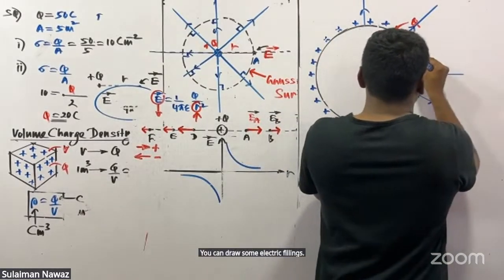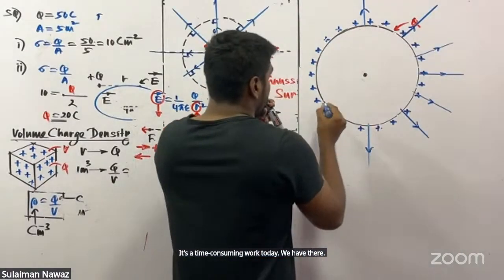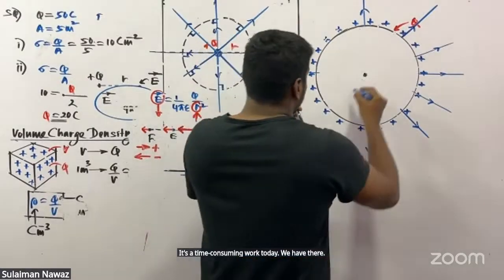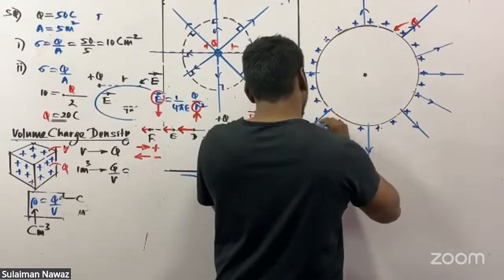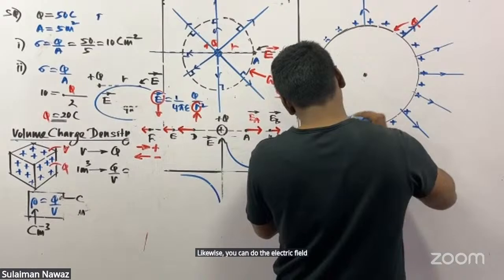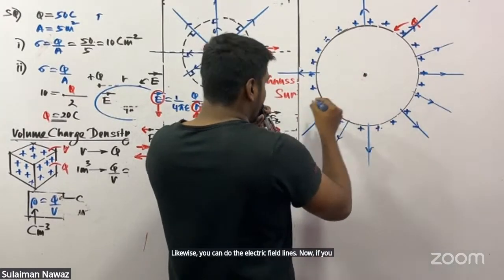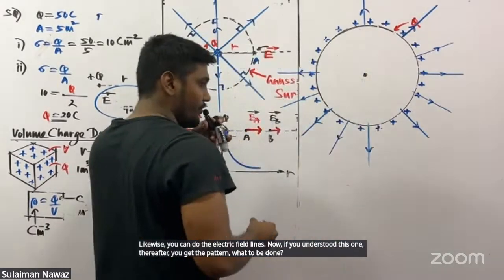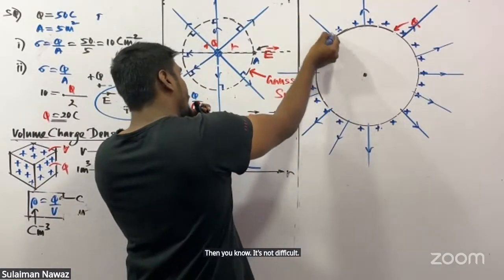It's time consuming work today. Likewise, you can draw the electric field lines. Now, if you understood this one, thereafter you get the pattern of what to be done. Then it's not difficult. This is a somewhat unfamiliar story, that's the thing.